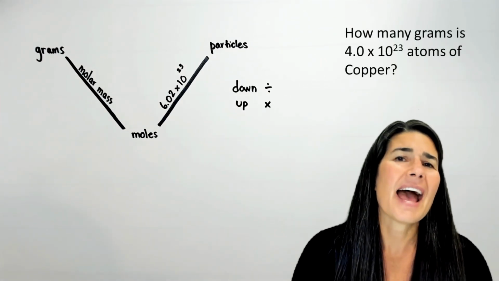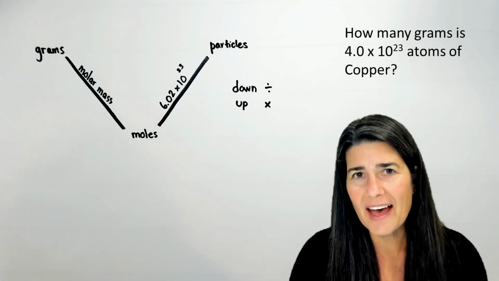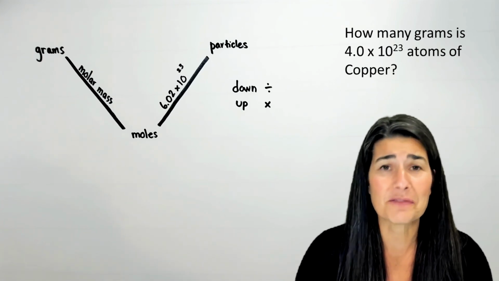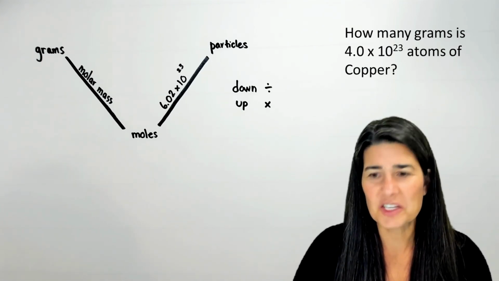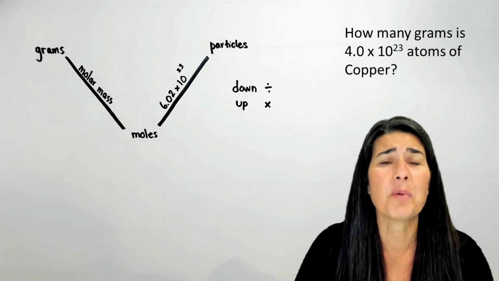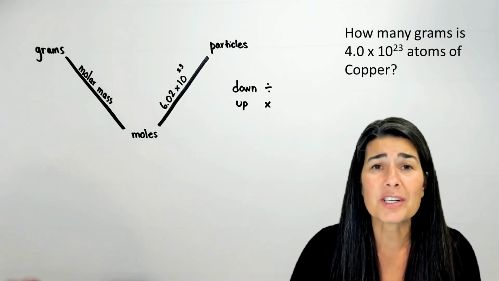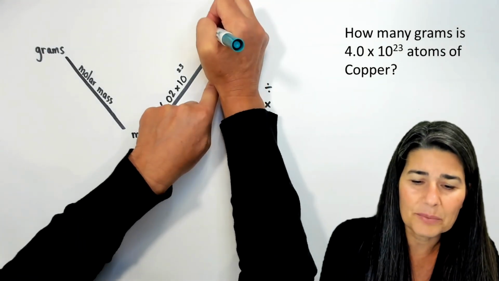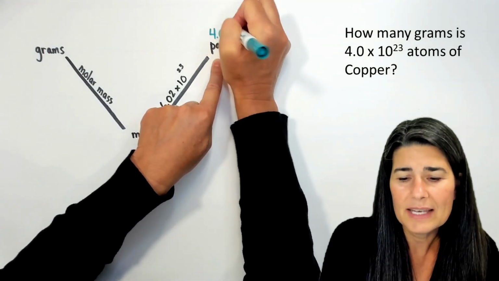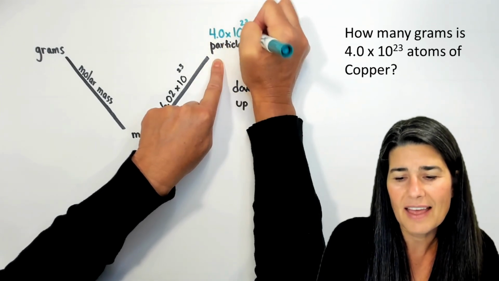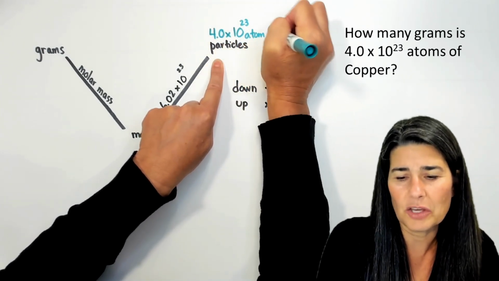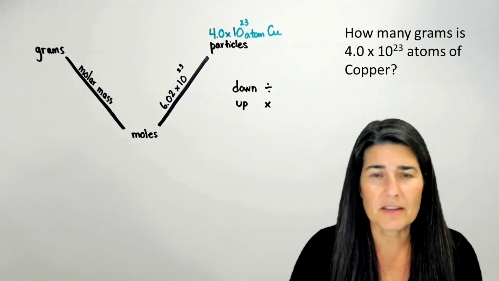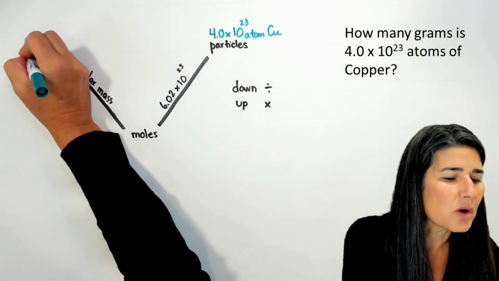What if I said, how many grams of copper would you have if you had 4.0 times 10 to the 23rd atoms of copper? Let's write down our given information. They told us that we have 4.0 times 10 to the 23rd particles of copper. Atoms is a type of particle. I'm going to write that right up here: 4.0 times 10 to the 23rd atoms of Cu. So that's our starting information. What they want from us is grams of copper, so the question mark goes over here.